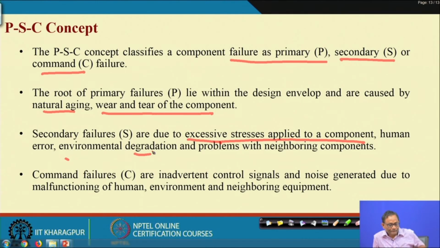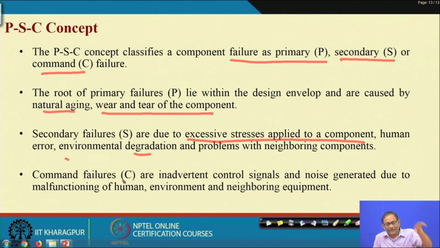Suppose a bulb can run continuously for 20 hours. If you use it for more than 20 hours or 30 hours, there is a chance that the bulb will fail. So, it is not because of design wear and tear; it is because of excessive load on it. What is a common failure? Suppose any component that will work given a certain command from neighboring components.